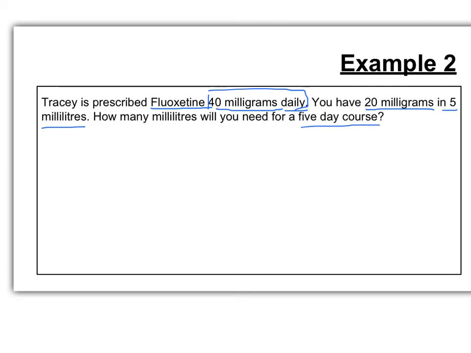Right. There are different strategies we can adopt. But firstly, if there's 20 milligrams in 5 milliliters, what would I need for 40 milligrams? That's twice the size, 20 to 40. So what's twice 5? 10. I would need 10 milliliters to give me 40 milligrams, and that would be for 1 day.